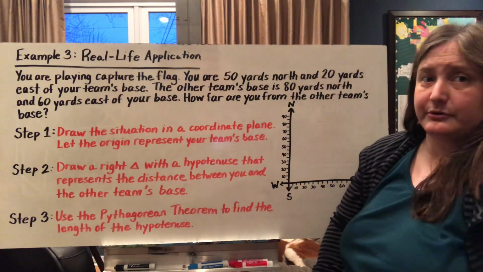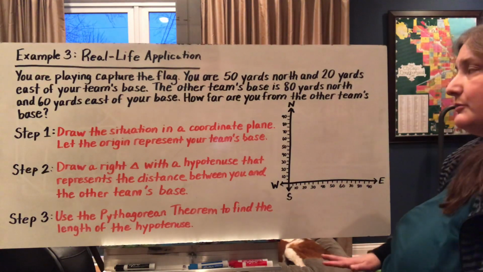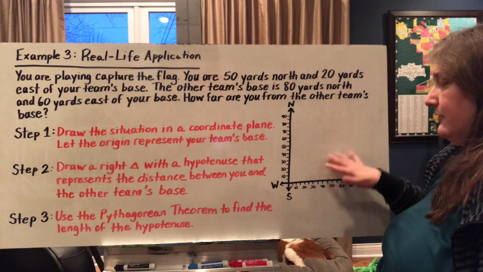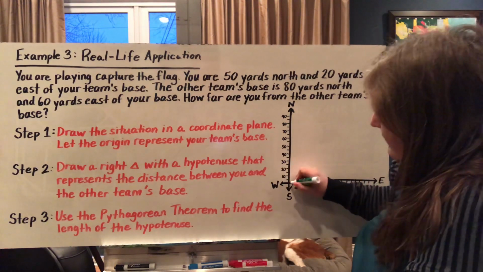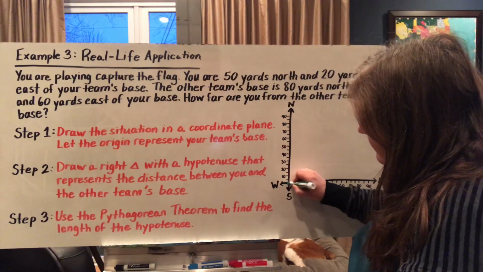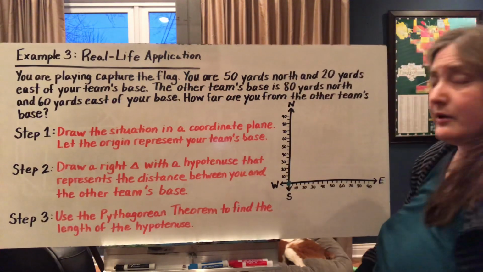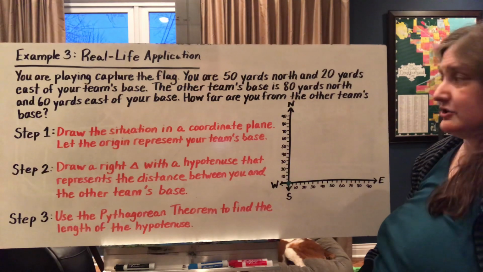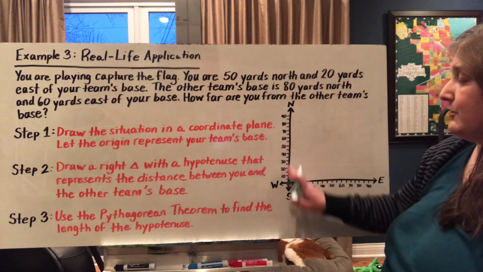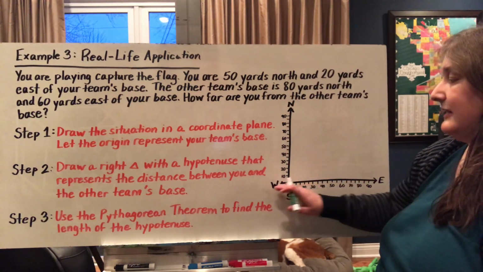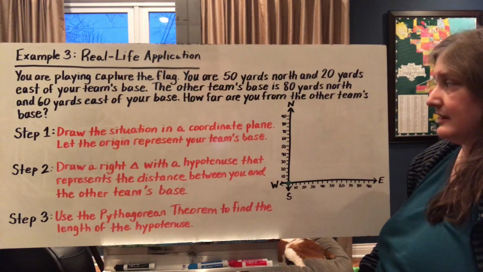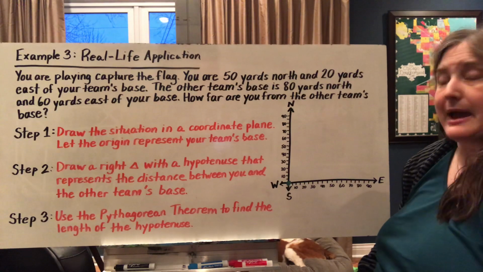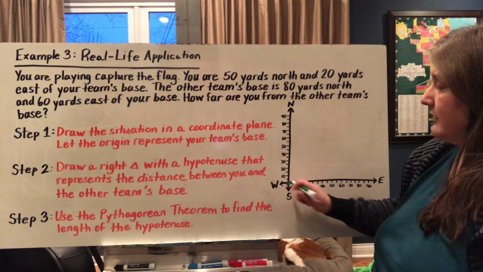So the first thing we're going to do is draw out this situation. We're going to use a coordinate plane to draw it out. And 0, 0 is going to be our team's base. Now, a coordinate plane is great for drawing out a situation like this because we're going to have up be north and down is south, left is west, and right is east, just like the directions on any map. So here's our team's base.